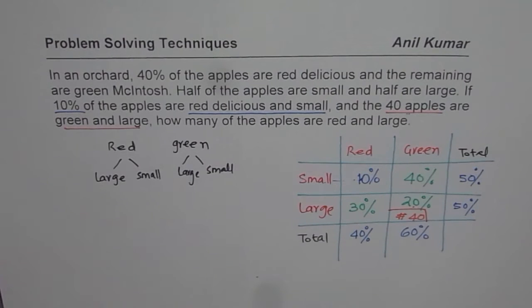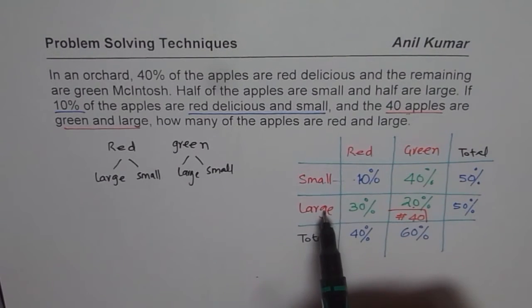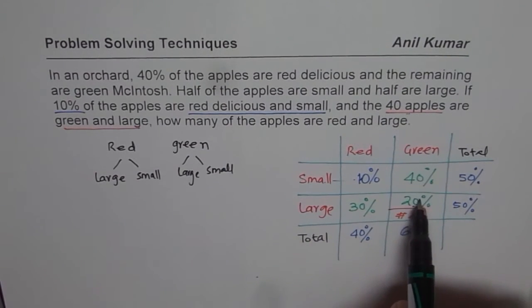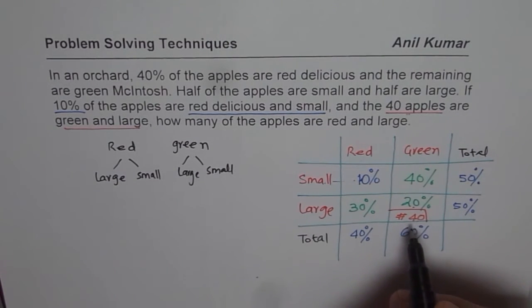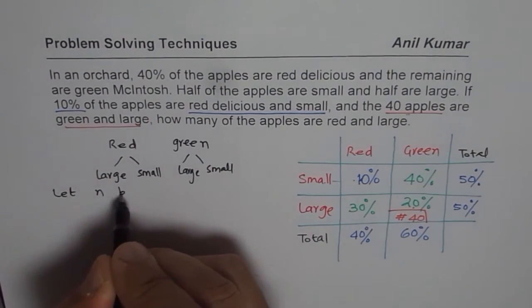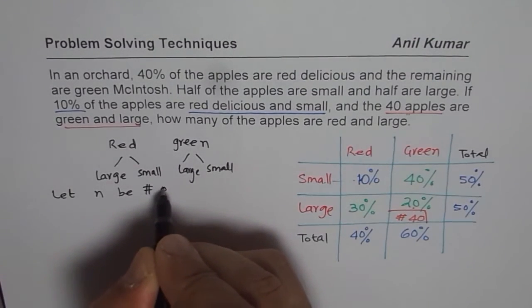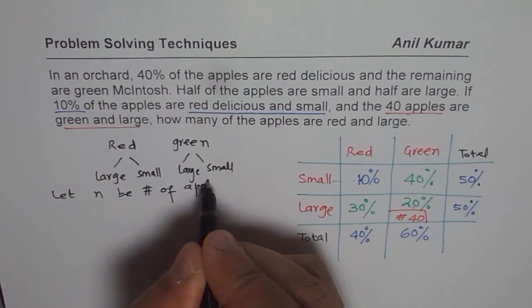Now what do you know? So from this, you can say 20% of that, large green apples, are 40 in number. Do you see that? So you get your equation from the matrix or the table itself. So from the table, we know, let there be a total of n apples. So we'll say let n be the number of apples, right? Combination of both red and green apples.